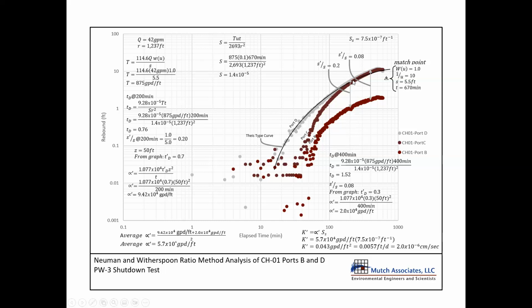Neuman and Witherspoon recommend you do 2 ratios, average the results, and then you end up calculating the vertical hydraulic permeability of this lower permeability rock, which comes out to 2 times 10 to the minus 6 centimeters per second, which is about 500 times lower than the high K rock.